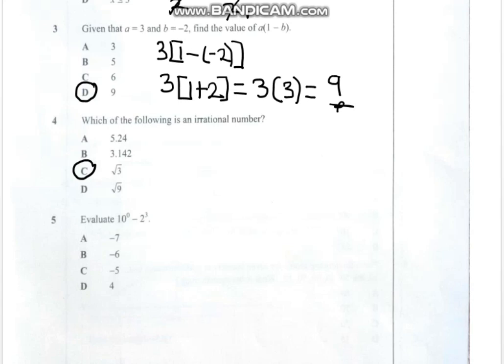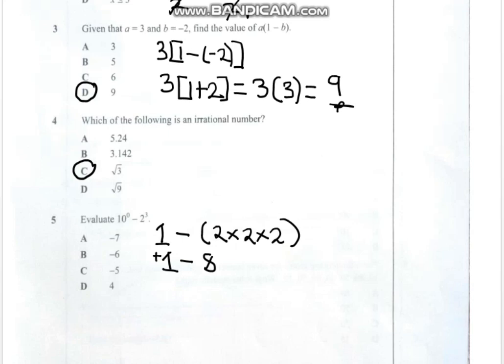Then question 5, evaluate 10 to the power 0 minus 2 to the power 3. 10 to the power 0 is 1. Any number to the power 0 is 1. And here we're subtracting 2 to the power 3. So this means 2 times 2 times 2, 2 multiplied 3 times. This gives 8.